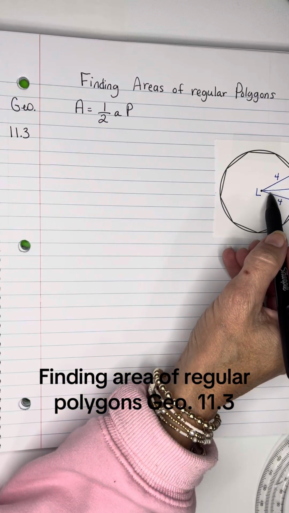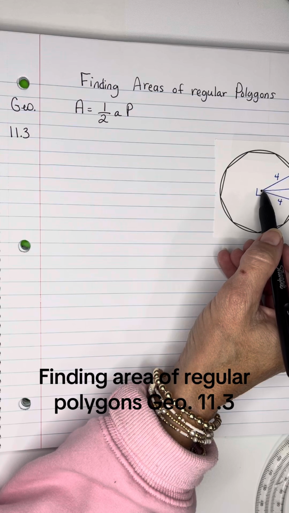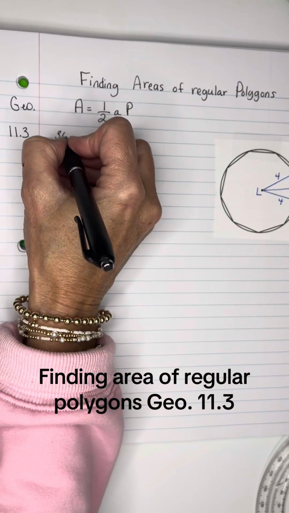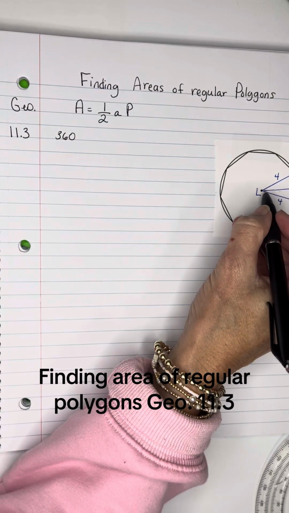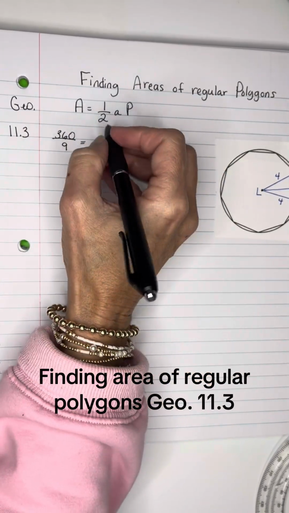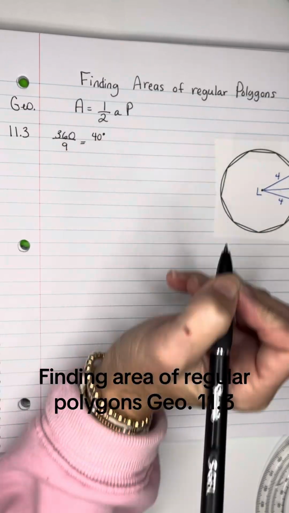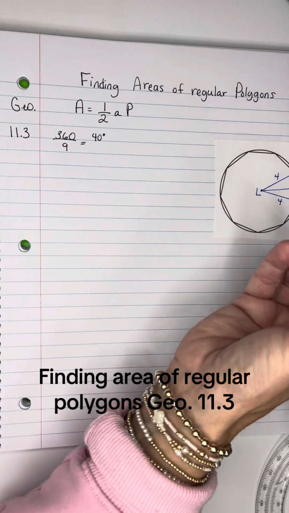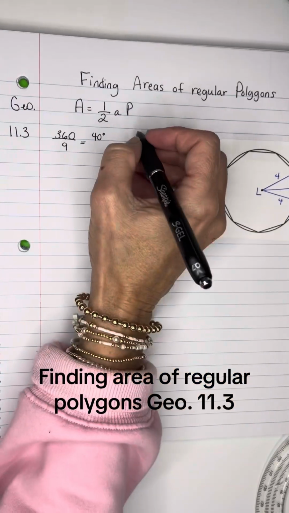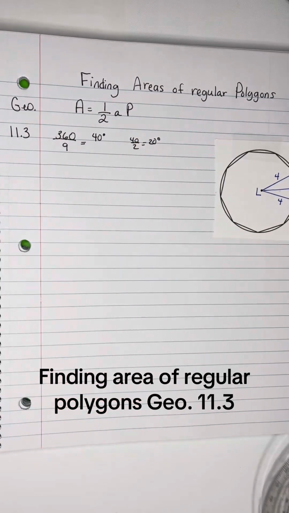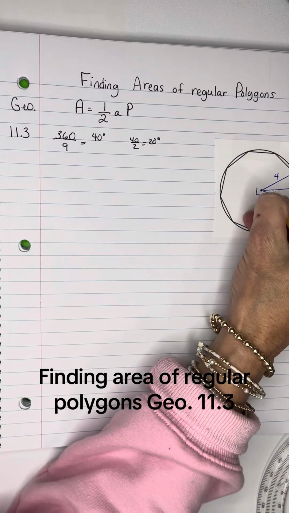It would help if I had an angle, and if it's a nonagon and I'm trying to figure out what these angles are, I'm going to take 360 degrees around this angle L and divide it by 9, and that would be 40 degrees. Okay, so 40 degrees for that whole angle L, KLJ. So if I just want MLJ, that would be 40 divided by 2, which would be 20 degrees. So we've got 20 degrees right here.